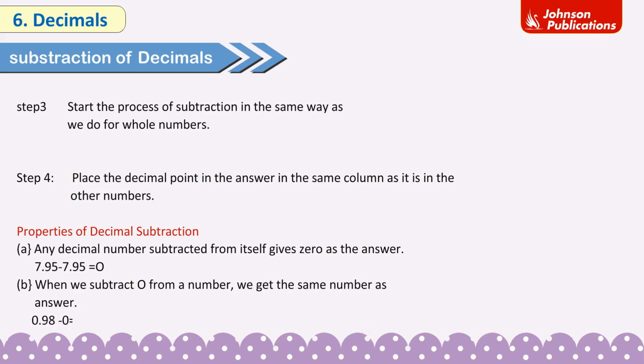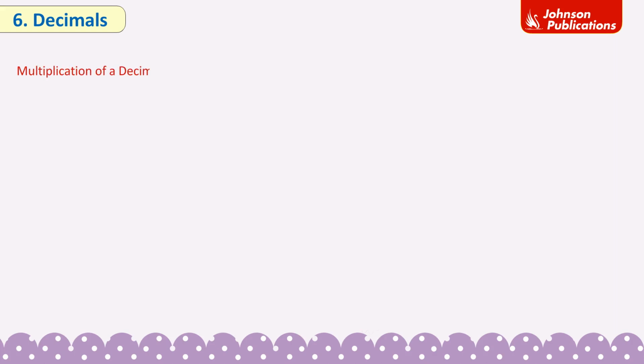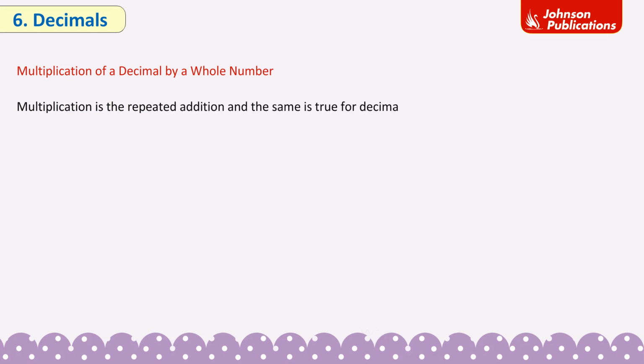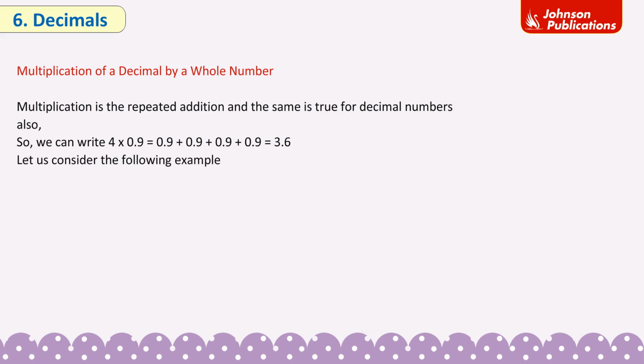0.98 minus 0 is equal to 0.98. Multiplication of a decimal by a whole number. Multiplication is the repeated addition and the same is true for decimal numbers also. So, we can write 4 multiplied by 0.9, which is equal to 0.9 plus 0.9 plus 0.9 plus 0.9, which is equal to 3.6. Let us consider the following example.